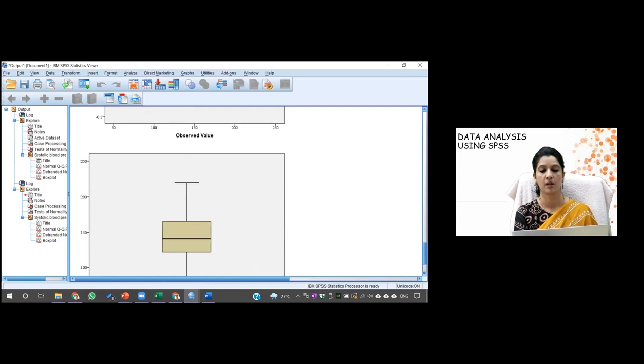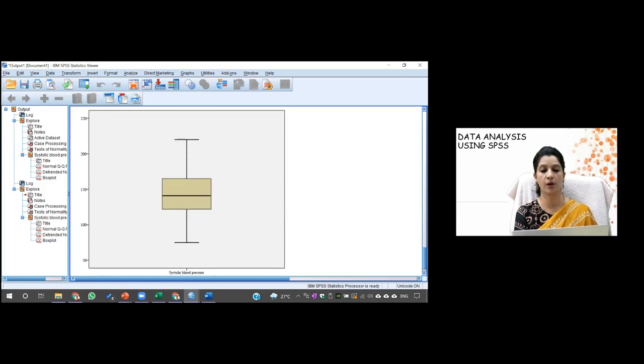Right? And this is the box plot, which you need to see and comment on the outlier. So can you see any outlier here? Please answer yes or no in the chat box. There's no outlier here because you cannot see either a circular dot or an asterisk. So there is no outlier, right?